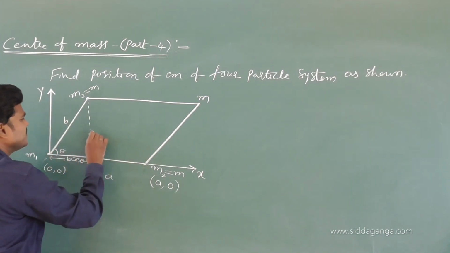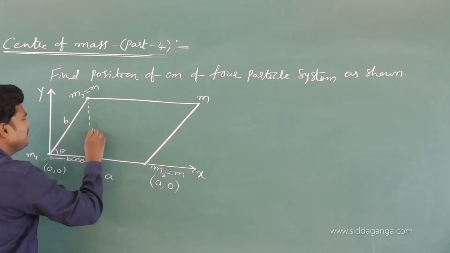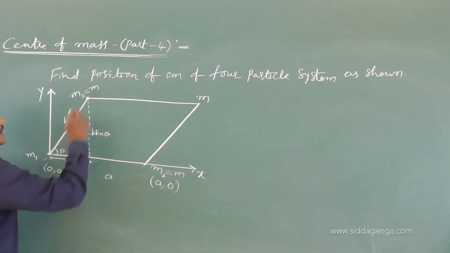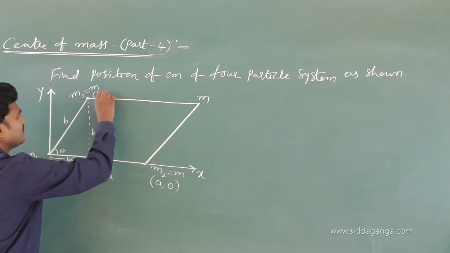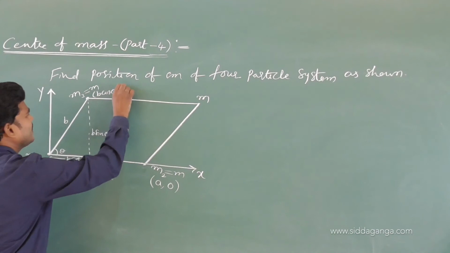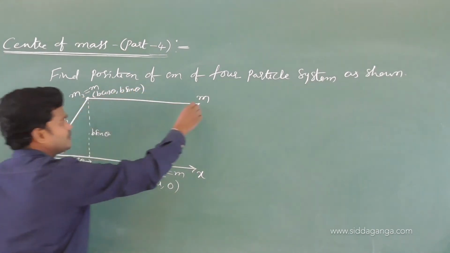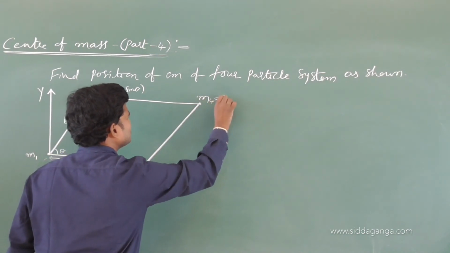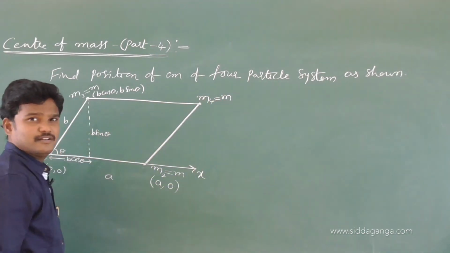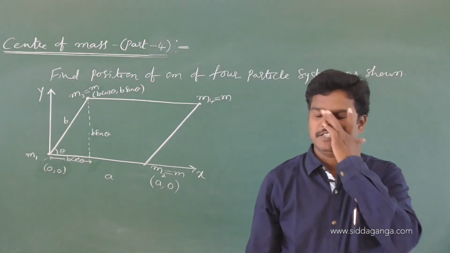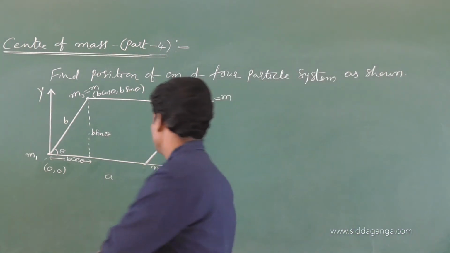And this component is very clear, B sin theta. Then what are the x and y coordinates of M3? Here, B cos theta and B sin theta. These coordinates are clear. Coming to M4, first decide the coordinates. Once you get the coordinates, then substitution is nothing. M1, x1, M2, x2, again the same process.